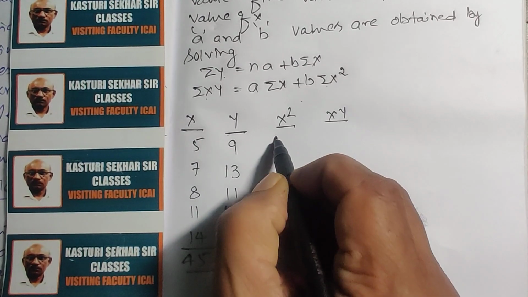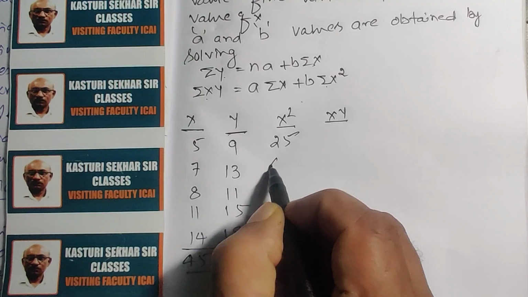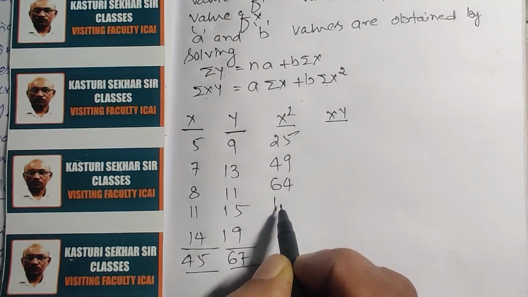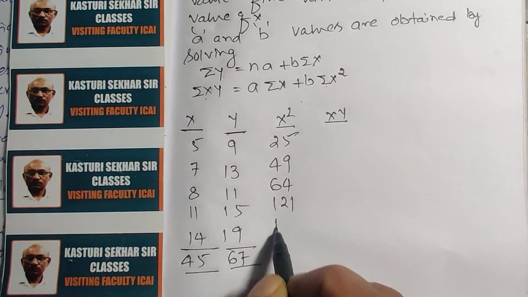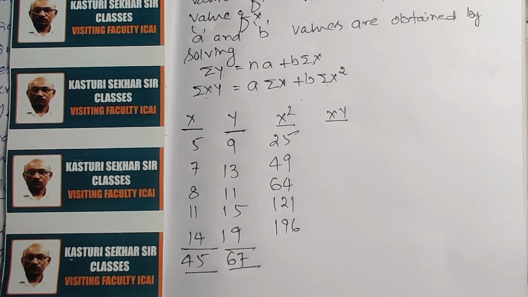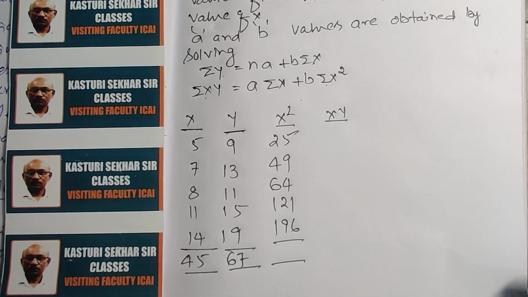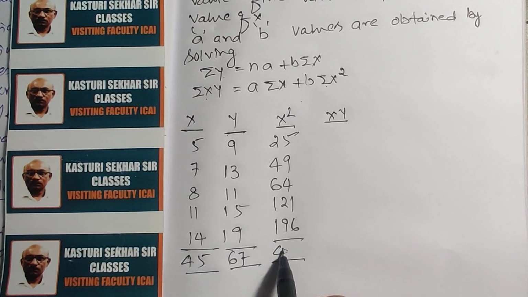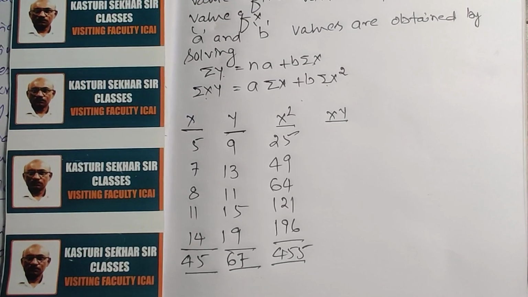Now let us see X square: 25, 49, 8 8s are 64, 121, 196. Let me get the total of this also. 25, 49, 64, 121, 196. This is 455.